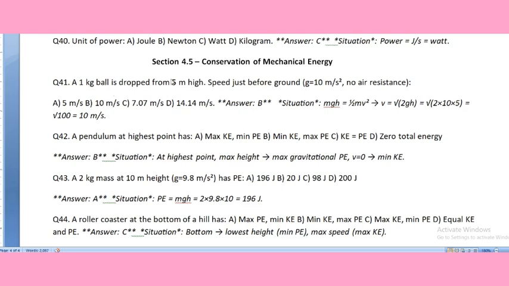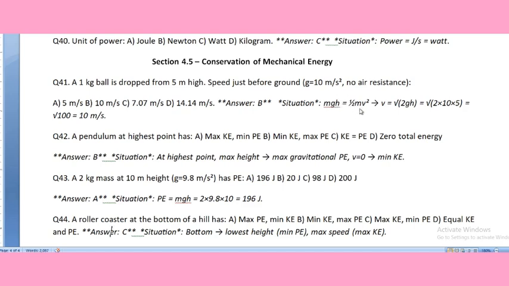The next question is about 4.5, conservation of mechanical energy. Question number 41. A 1 kilogram ball is dropped from a height of 5 meters. Speed just before the ground, using gravitational field strength 10 meter per second square, no air resistance. Choice A 5 meter per second, choice B 10 meter per second, choice C 7.07 meter per second, choice D 14.14 meter per second.